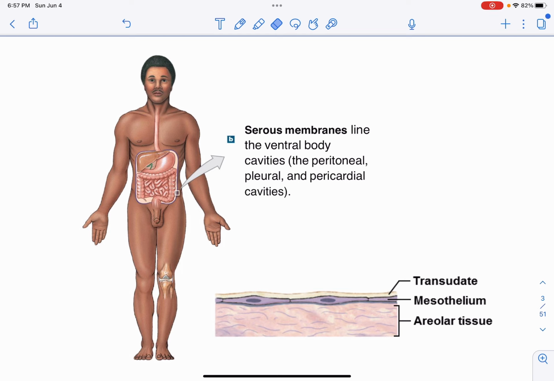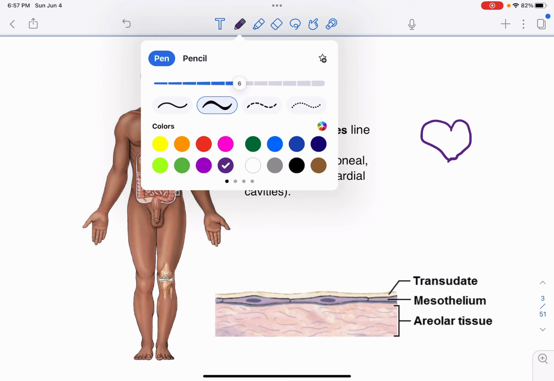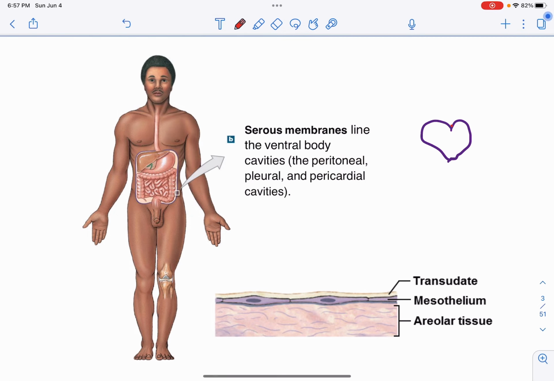So I'm going to draw a heart. Not very well. And then we talked about that there was a serous membrane that was very close to the surface of the heart. So it was fused to the heart, and we called this the visceral serous membrane.